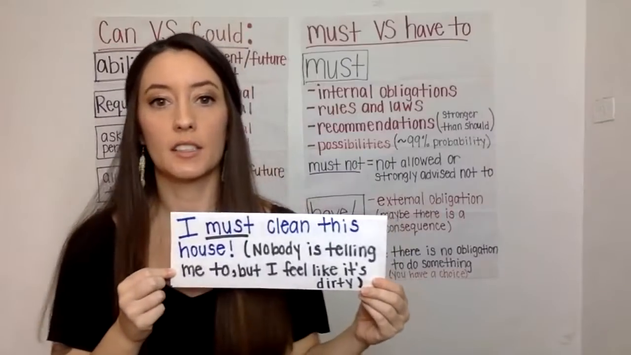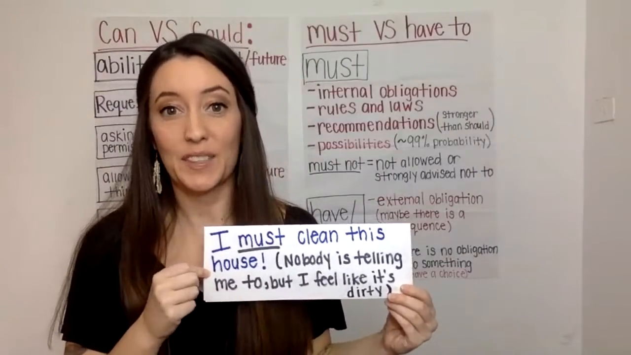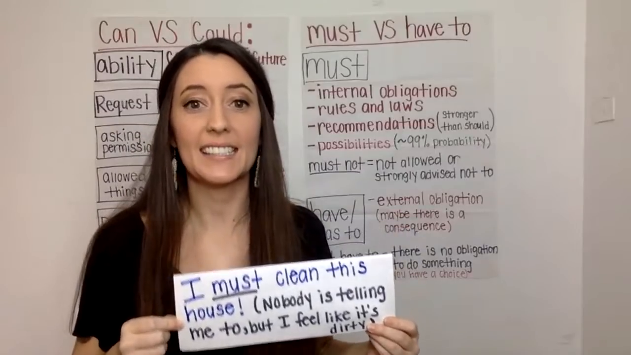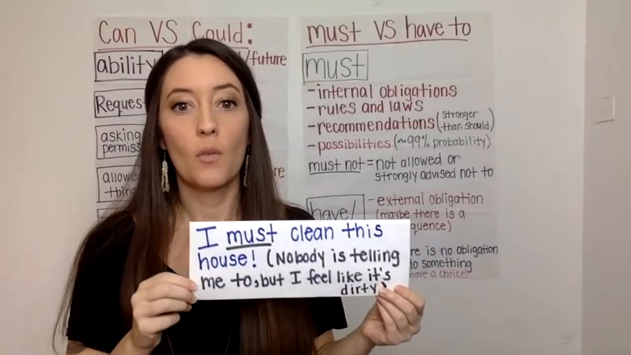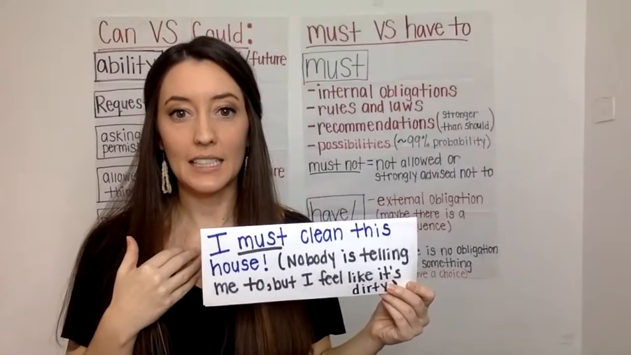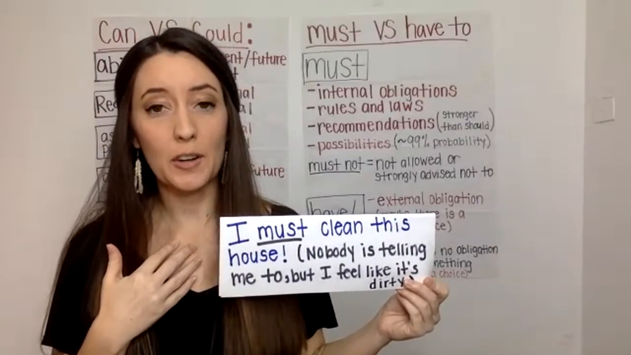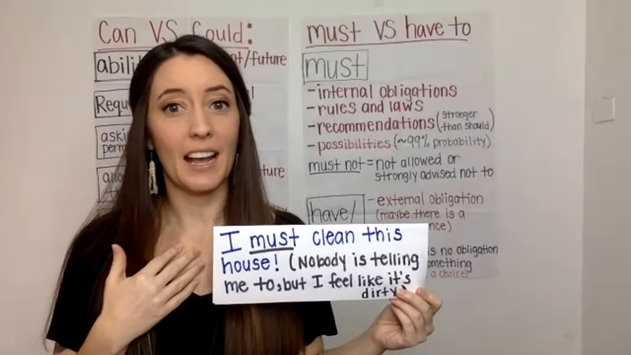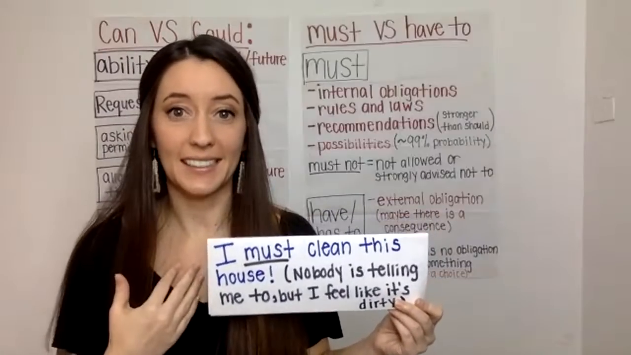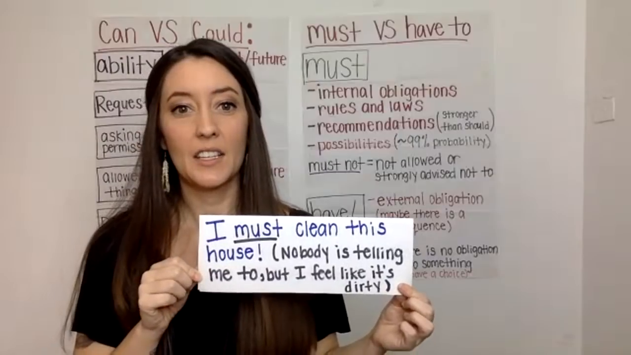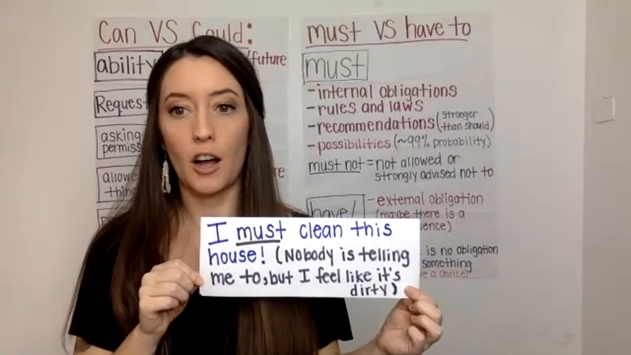Okay, so must. I must clean this house. I woke up this morning and I said, I must clean this house. Nobody is telling me to clean my house, but I feel like it's dirty. This is an internal obligation. I feel like my house is very dirty and I must clean it. Okay, so this is an example of an internal obligation.